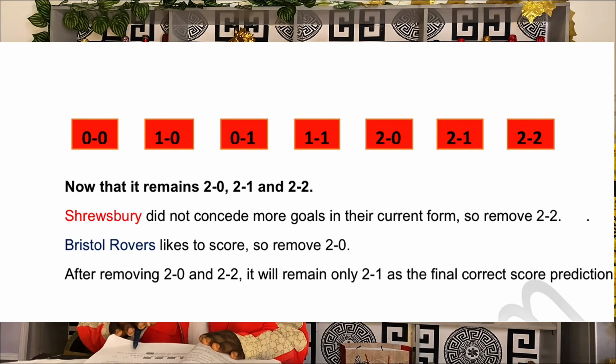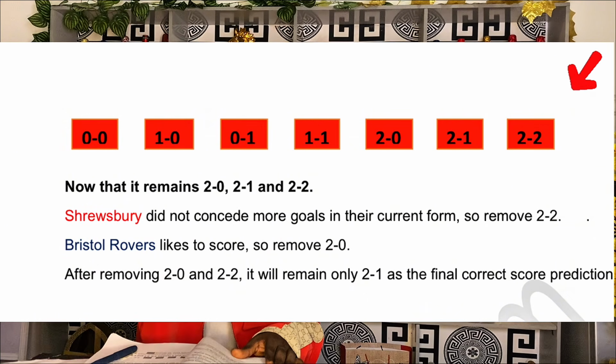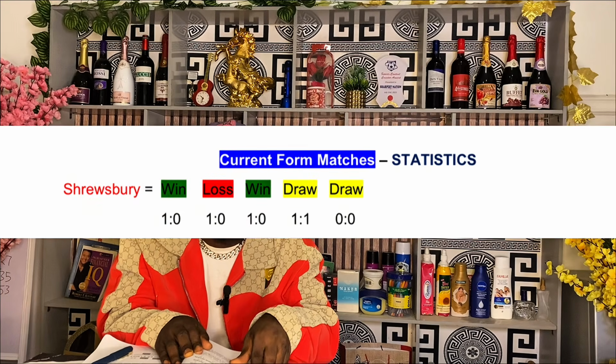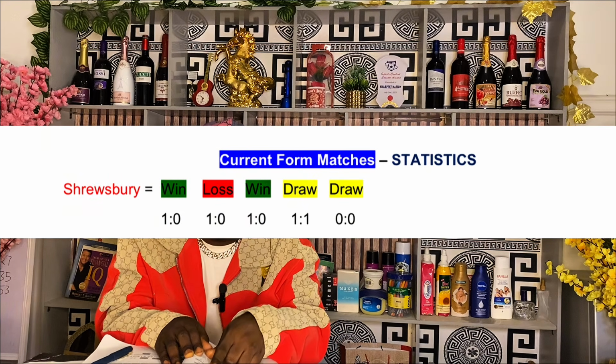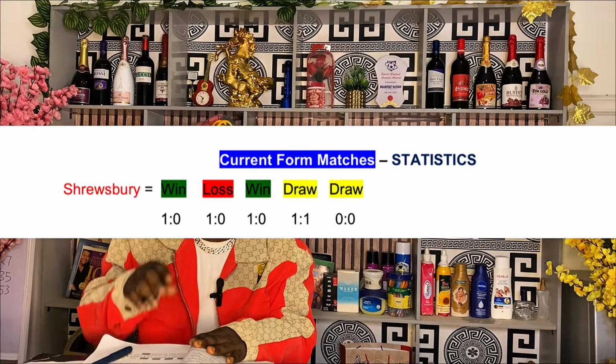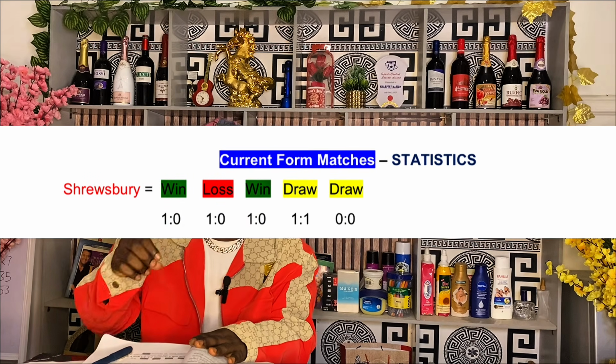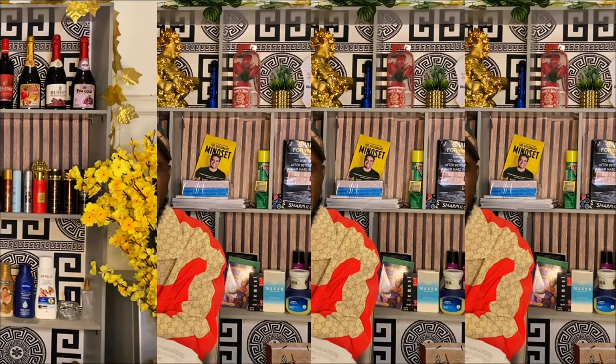Strawberry did not concede many goals in their current form, so remove 2-2. Look up Strawberry's current form. Their current form is 1-0, 1-0, 1-0, 1-1 and 0-0. Out of their last 5 matches, they did not concede 2 goals. That means Bristol Rovers cannot score 2 goals against Strawberry because they did not concede 2 goals in their last 5 matches. So we are going to remove 2-2 and it will remain 2-0 and 2-1.